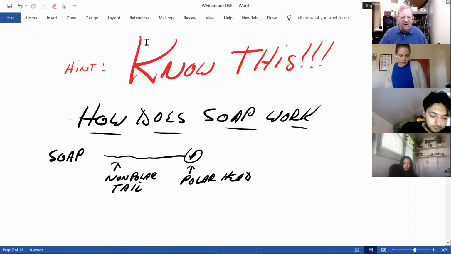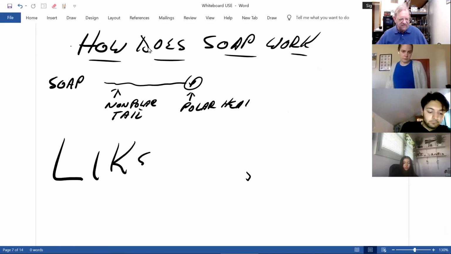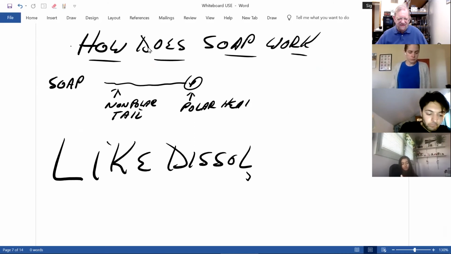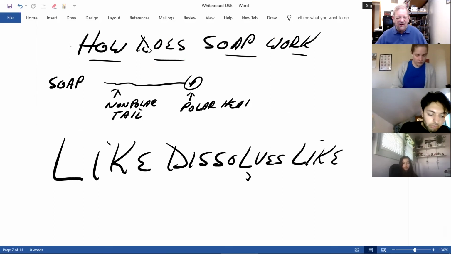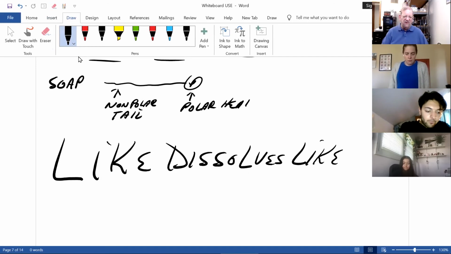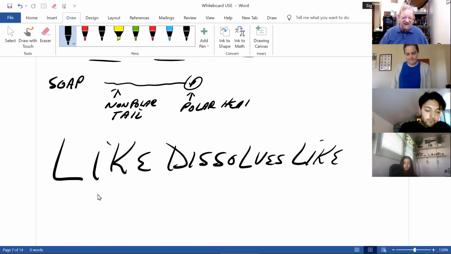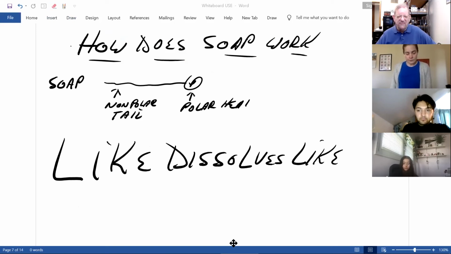And the key thing when it comes to how does soap work is the following. So key, I'll write it in big letters. Like dissolves like. And what that means is things that are polar are soluble in polar things, and things that are nonpolar are soluble in nonpolar things. And if you mix the two together, nonpolar and polar, they're not, as you learned from the lab we did last week.